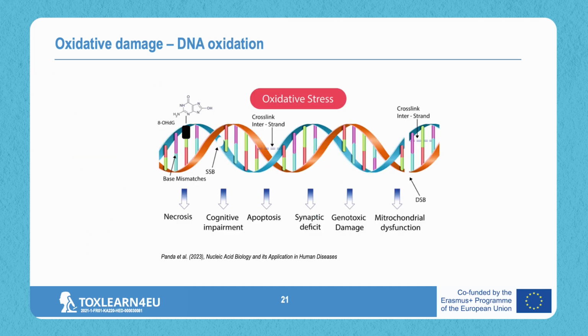And then at the level of our DNA, oxidative stress can cause lots of problems. Let's say the hydroxylation of our guanosine base, which is shown completely at the left on the top. We can have inter-strand crosslink production. And these different mechanisms can all lead to different outcomes that we can see at the bottom, from necrosis to mitochondrial dysfunction.